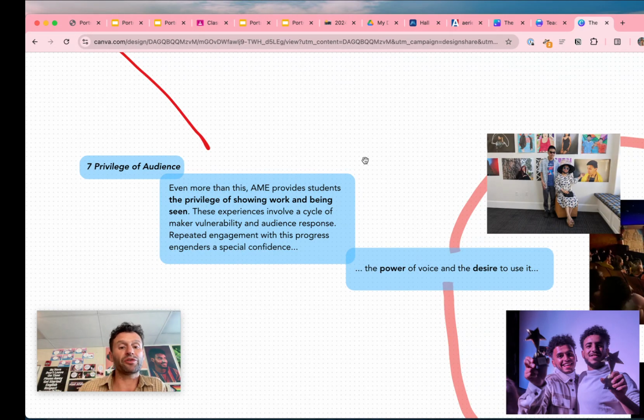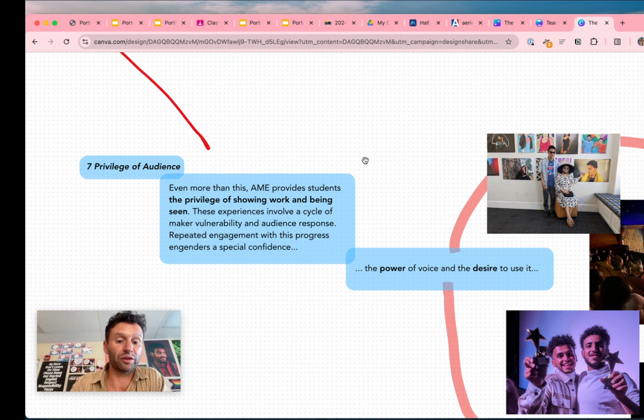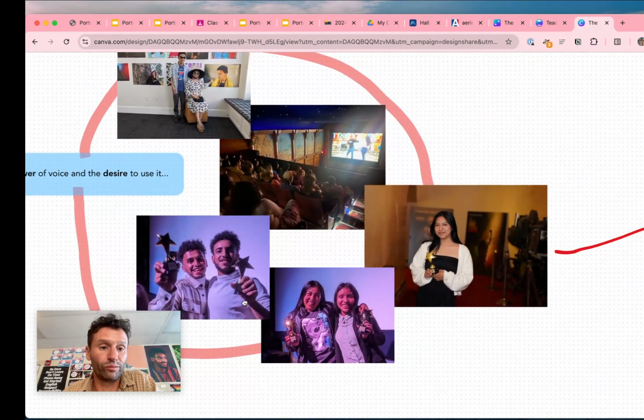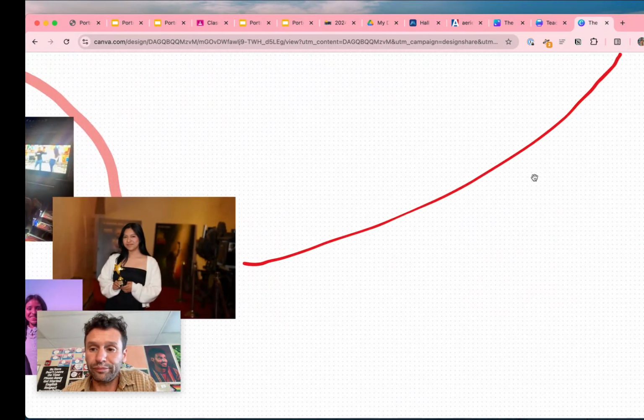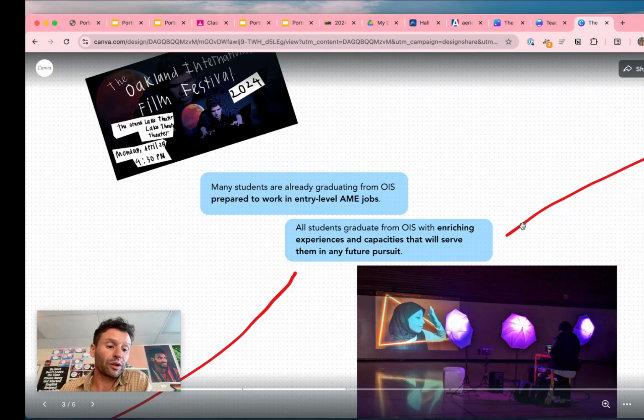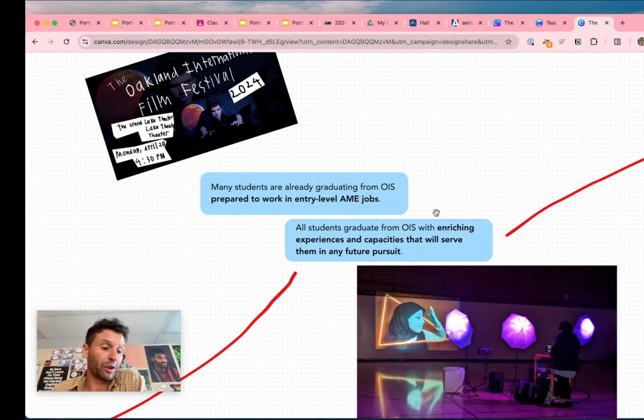AME, Arts, Media, and Entertainment, provides students with the privilege of showing work and having their work be seen. These experiences are a cycle of vulnerability and audience response, and repeated engagement with this process gives a special confidence, and it engenders an understanding of the power of voice and the desire to use it. Many students are already graduating from Oakland International Studios prepared to work in entry level arts, media, and entertainment jobs. And all students graduate from our Media Academy with enriching experiences and capacities that will serve them no matter what they do.